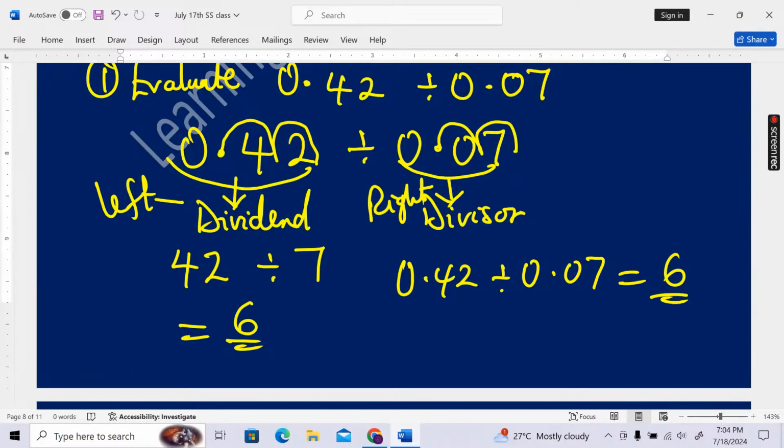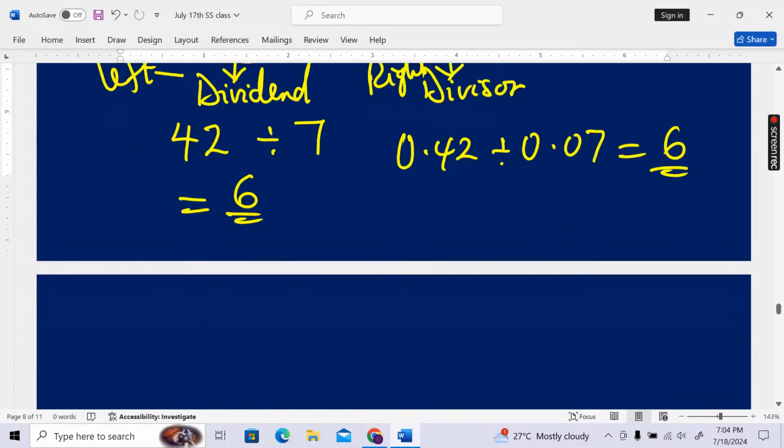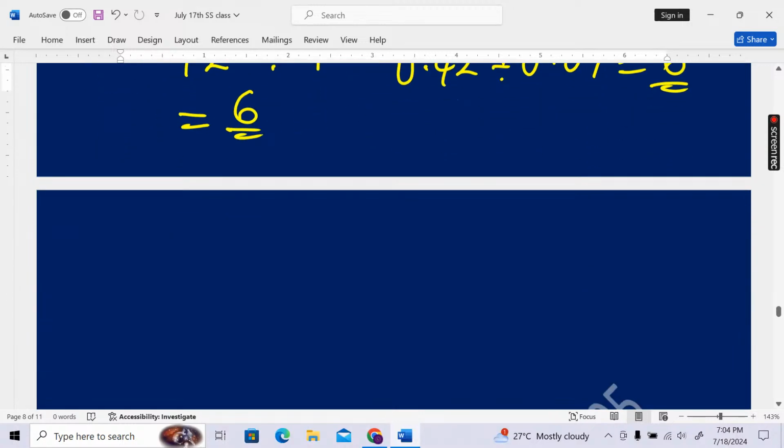The first step always when evaluating decimals is for you to make the divisor a whole number. I have pointed out the divisor to you, okay? Make the divisor a whole number first before you continue. Now let's look at another example.